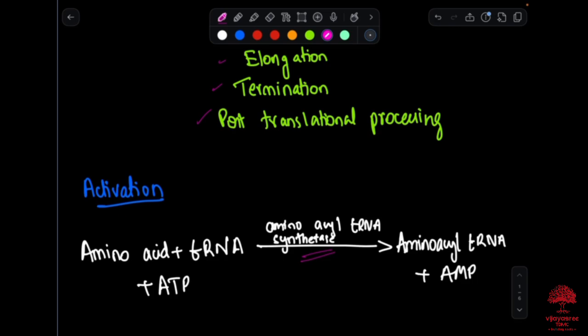Here it's a two-step reaction. First the ATP gets activated, and then this ATP will be converted to AMP. Now when this ATP is activated, the amino acid AMP enzyme complex will be formed. This activated amino acid will then bind to the tRNA, and finally amino-acyl tRNA is formed. So this is the activated form of the amino acid.